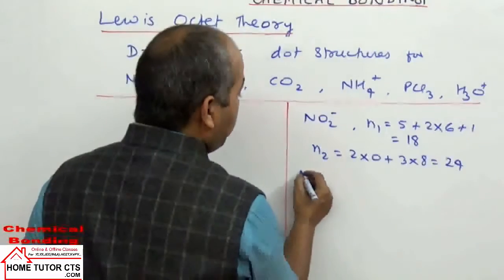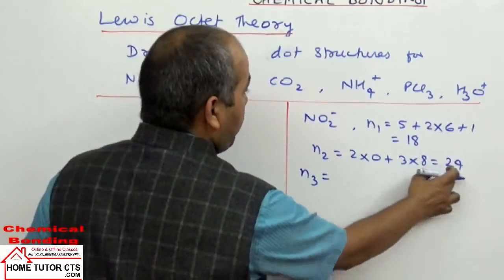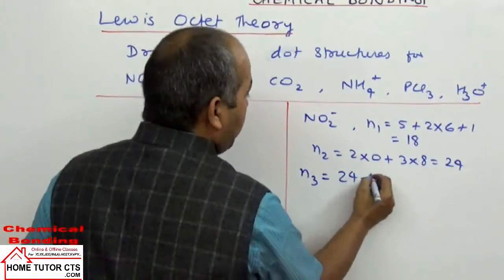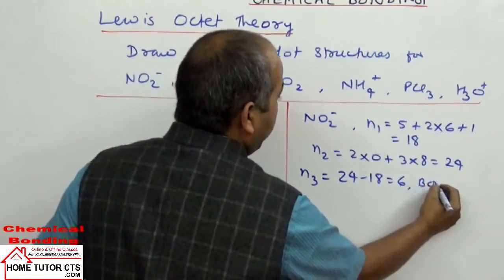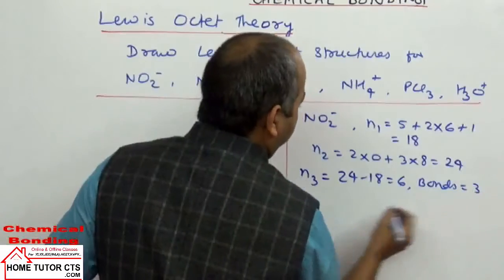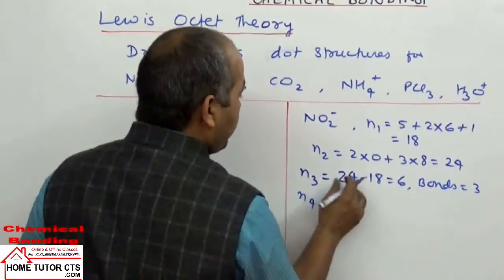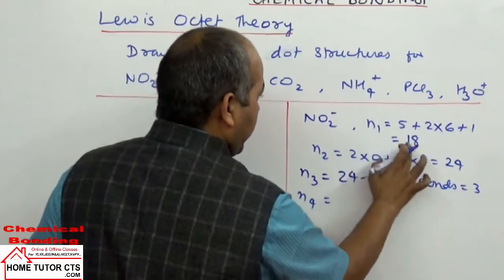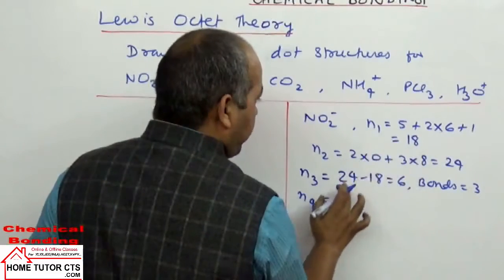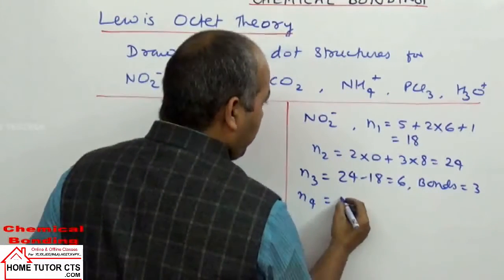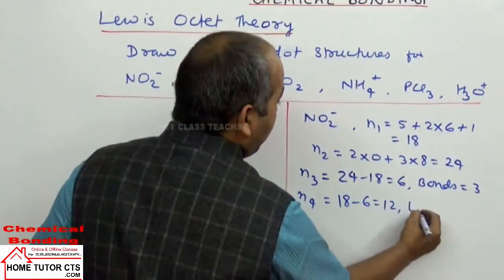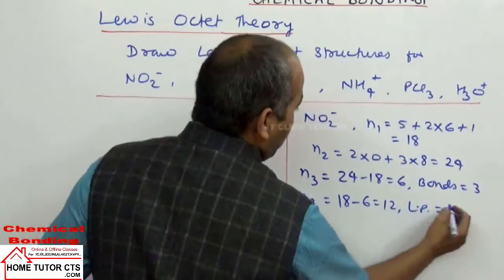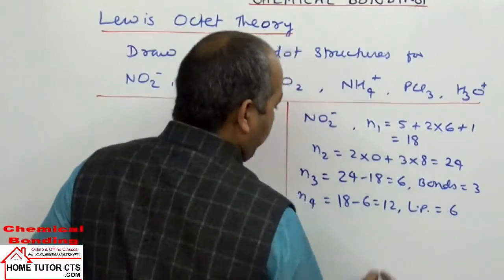Then what is the difference? N3 will be how much here? Difference 24 minus 18, 6. So from here we have the number of bonds, 3. Then N4 is how much here? N1 minus N3, that comes to 12, 18 minus 6. So from here we have lone pairs, total 12 by 2, 6 lone pairs.